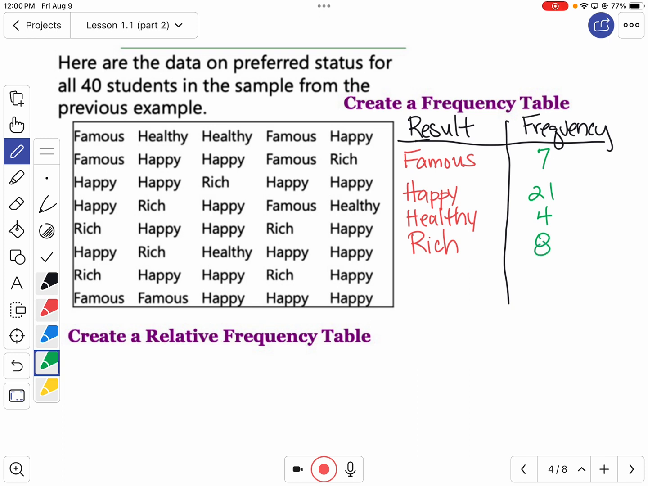All right. How many people did they tell me were in this survey? 40. Okay. So I always like to double check myself, make sure this adds up to 40. Right? So 7 and 21 would be 28, and 4 would be 32, and 8 would be 40. So we're good. Okay? So you can always add up that frequency column. It should equal the total number of people included in the survey. Always double check it. Okay? Always double check it, so that way you know you didn't miss anything.